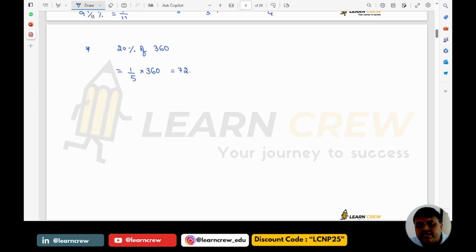Without writing anything, just mentally, how can you solve? If any value is given, 360, for example. In 360, what is 10%? Just keep a pointer before the last digit. 36. 10% is 36. In 360, 10% is 36. 20% is double of it. So double of 36, which is 72.